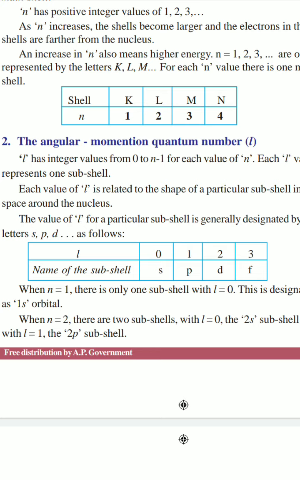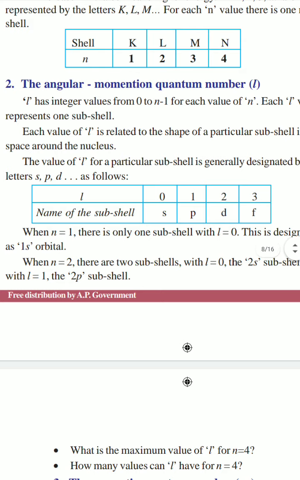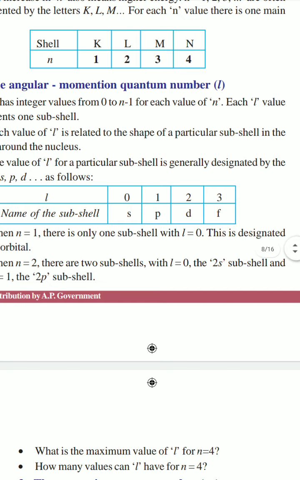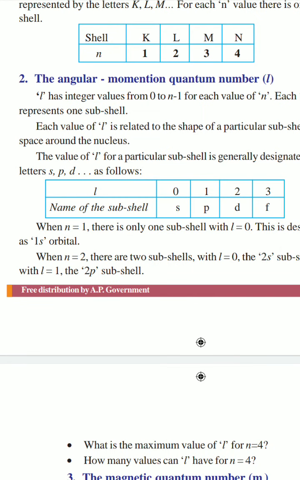So here you see, when n is equal to 1, there is only one subshell, with L equal to 0. Here n means the principal quantum number. If the principal quantum number n is equal to 1, then the L value becomes 0. So if L is equal to 0, the designation of the electron will be the 1s orbital. 1 is the main shell and s is the subshell. If n is equal to 2, there are two subshells: with L equal to 0, the 2s subshell, and with L equal to 1, the 2p subshell.